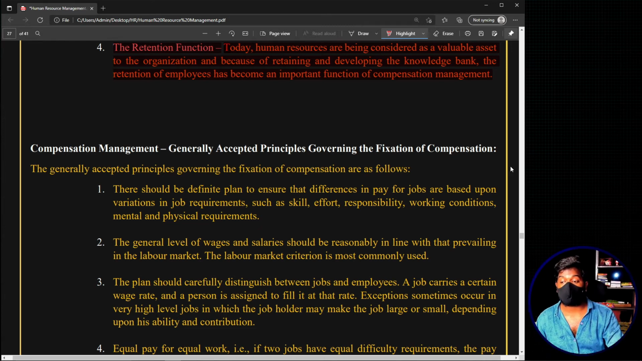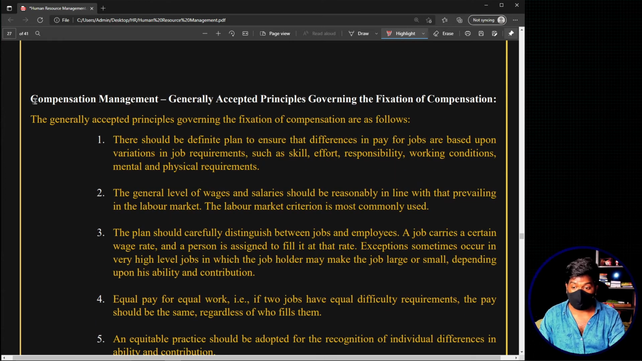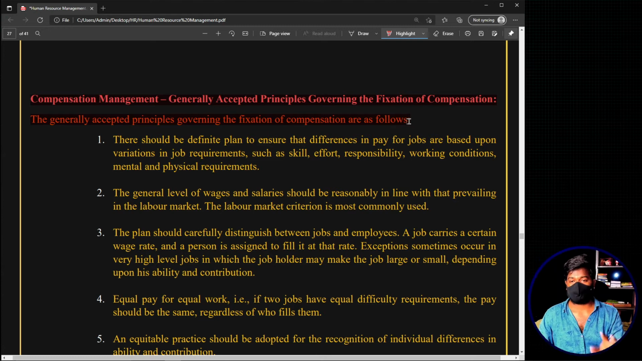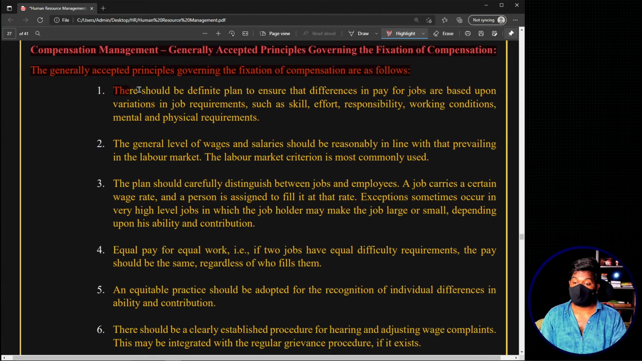Now let's move to the concept of compensation management: generally accepted principles governing the fixation of compensation in organizations. The generally accepted principles governing fixation of compensation are as follows. Don't think that the topic name is very complicated. It is just telling that there are certain principles that are followed in the organization while fixing the salaries or fixing the wages.